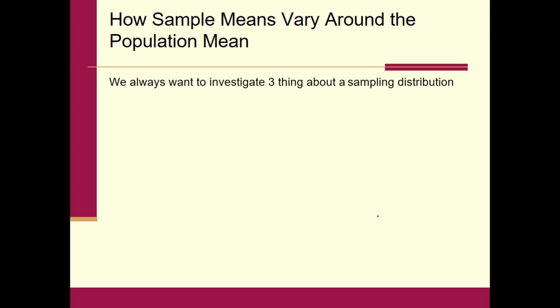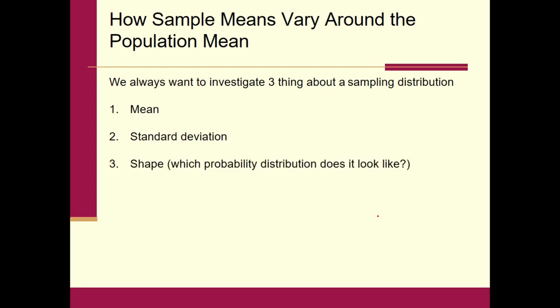With every sampling distribution, it doesn't matter if it's a sampling distribution of x-bar or whatever statistic you're studying, we always want to investigate three things about it. We always want to investigate its mean, its standard deviation, and what the book generically calls its shape, but really what we're talking about is which probability distribution it looks like. Does it look like a normal distribution that's nice and bell-shaped? Does it look like a binomial that's maybe skewed to the left or skewed to the right, or some other probability distribution that we haven't studied yet?